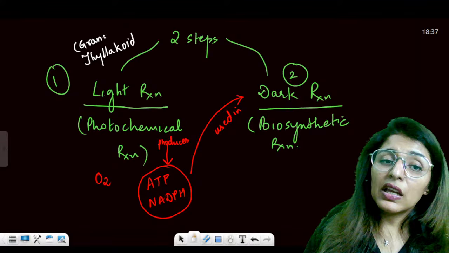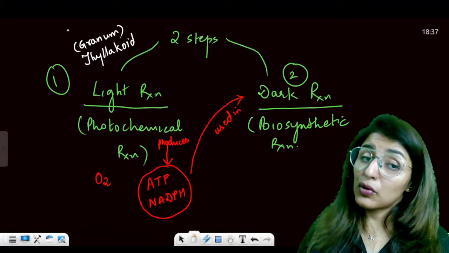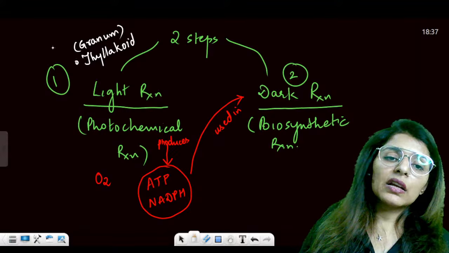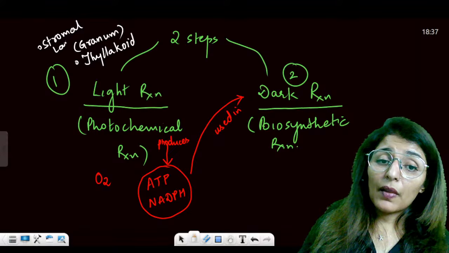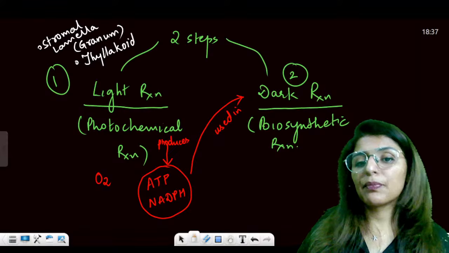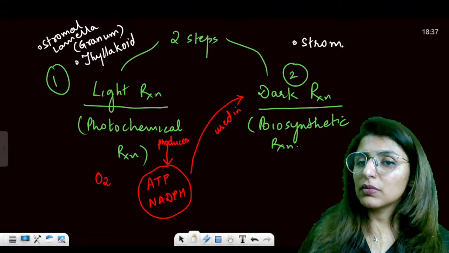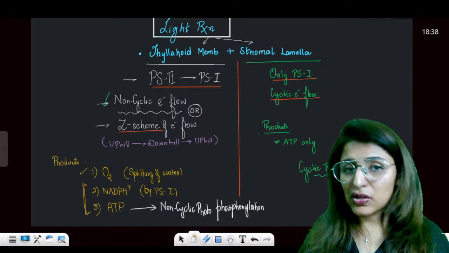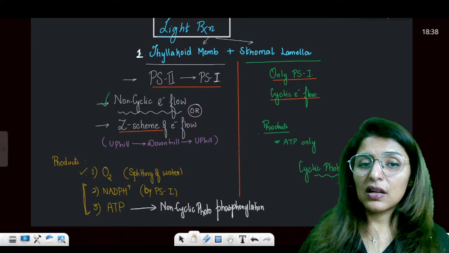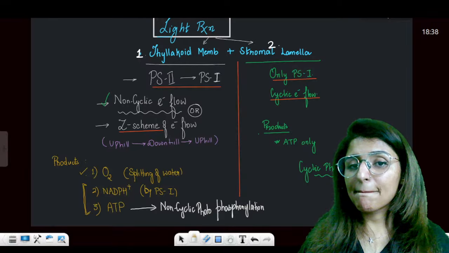You will also see that these pigment systems, these photosystems are present. The photosystem is present in stromal lamella also. So that is where light reaction would also take place, while the dark reaction would only occur in stroma. Please tell me that these points are clear. And now I'm going to discuss the light reaction. First, see, it occurs in the thylakoid membrane as well as in the stromal lamella.